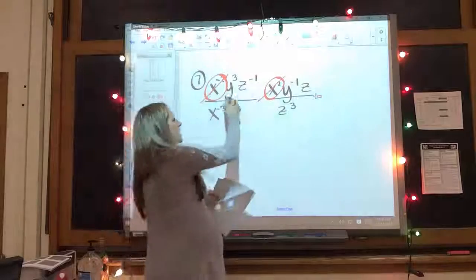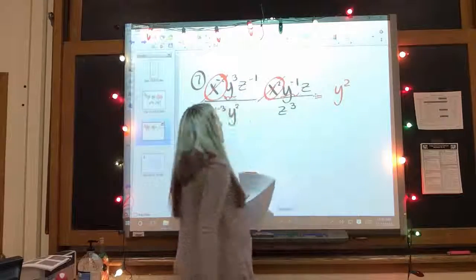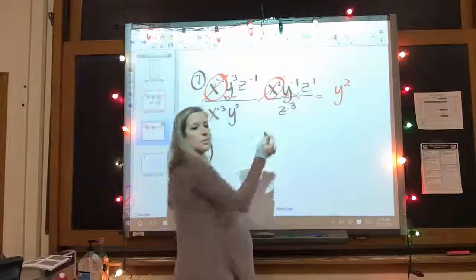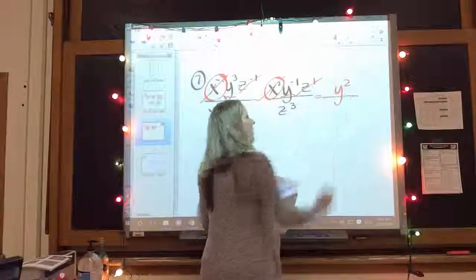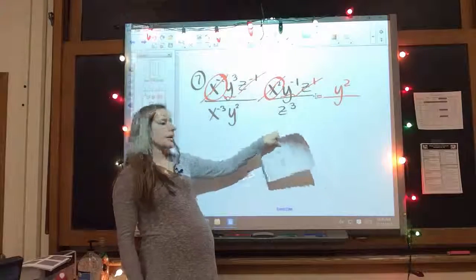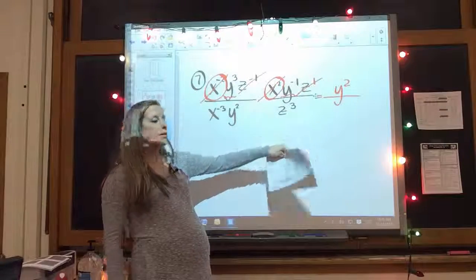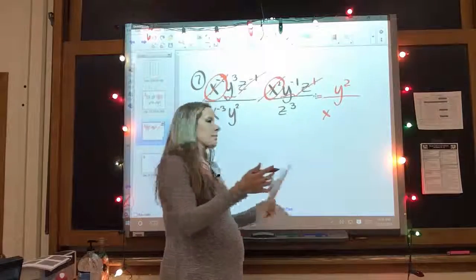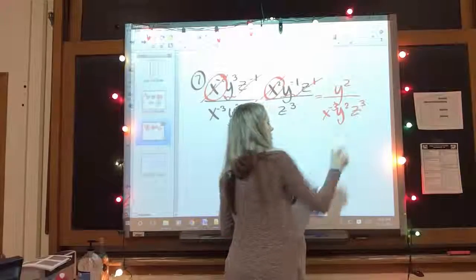Okay, on my y's, if I add my exponents on my y's in the numerator, I get y squared. And my z's, -1 plus a +1 in the numerator, those will cancel. So I only have y squared in the numerator now. Okay, the denominator, I don't have another x, I don't have another y, I don't have another z, so they're all going to stay the same. X to the -3rd, y squared, z cubed.